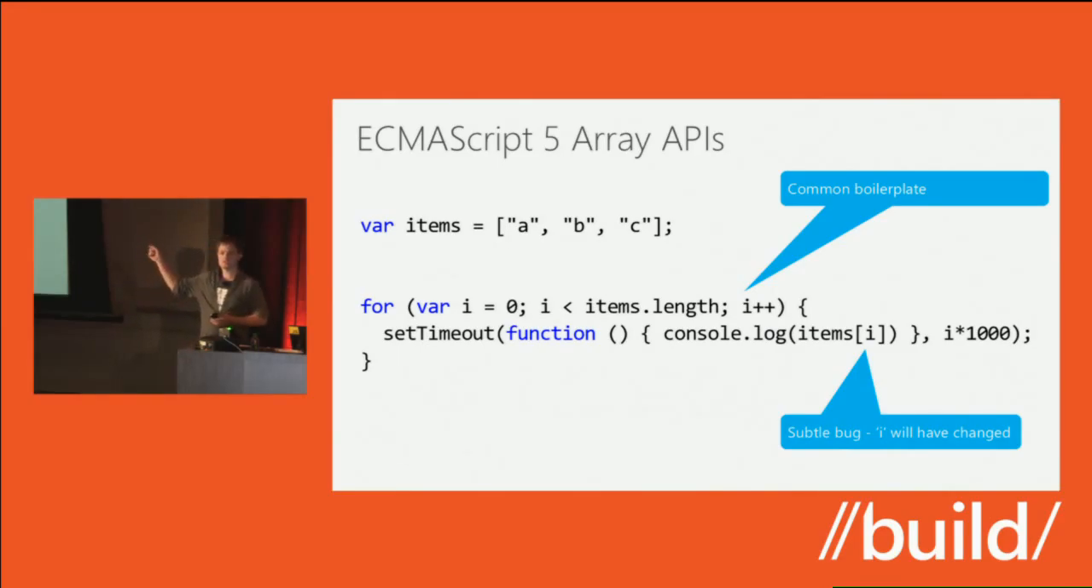But all of these setTimeouts, when they resolve, are going to refer to the same i, which is going to be the last i. So this code is not going to do what I want and print out ABC. This is going to print out CCC.